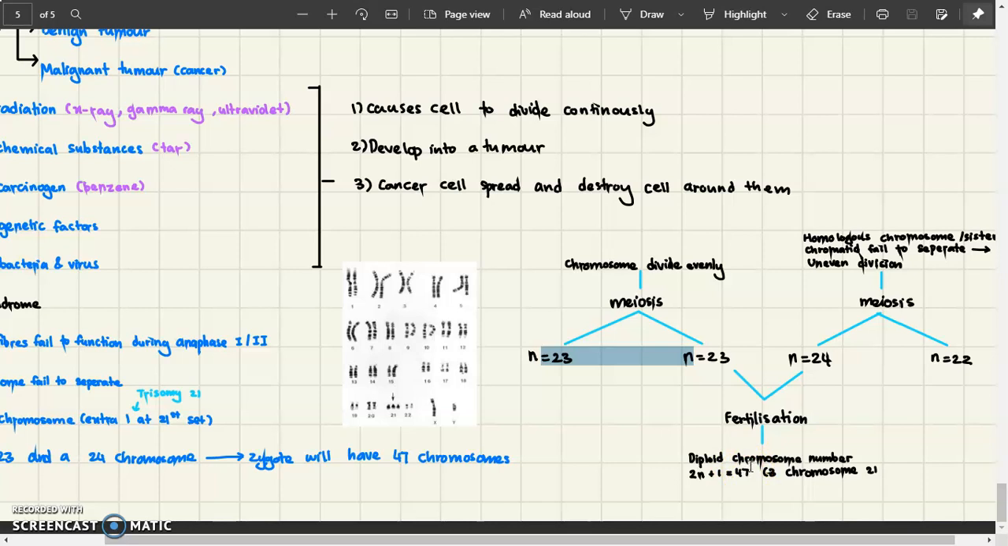Okay. So that's all for our discussion for today. I hope you all can understand very clearly about mitosis and meiosis. Please do a lot more revision to understand more about this topic. This is a very important topic in your SPM. Okay, so that's all for now. Thank you very much.